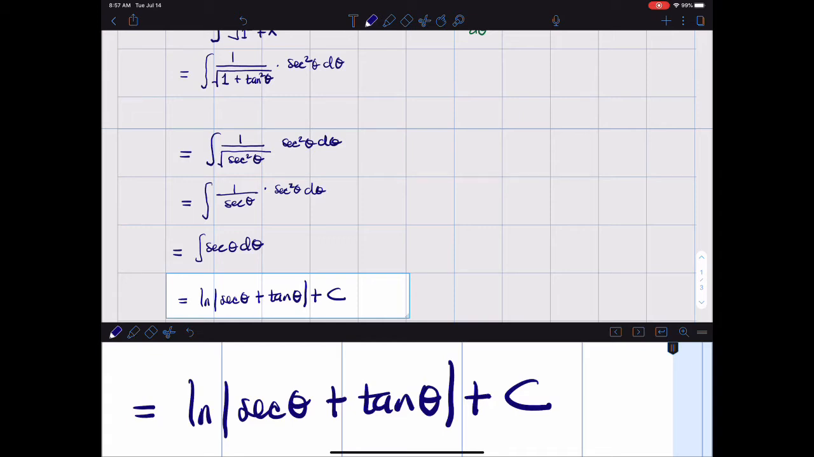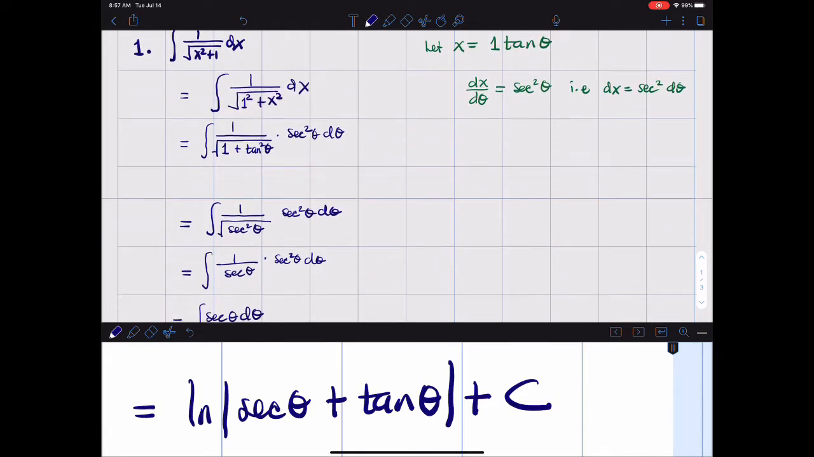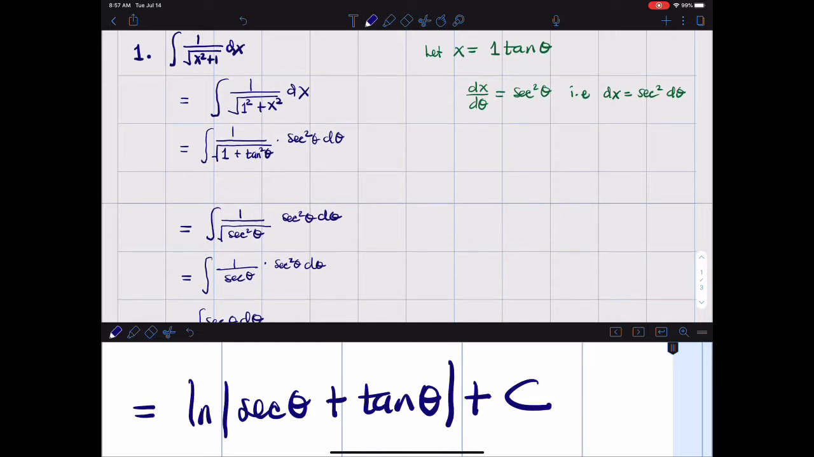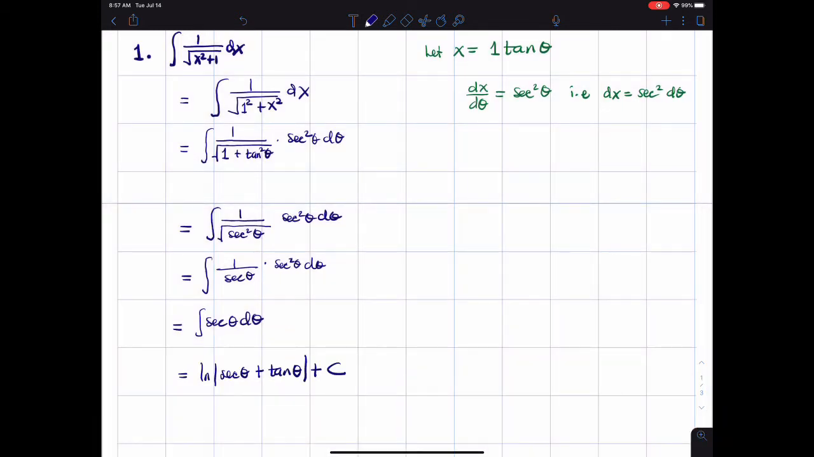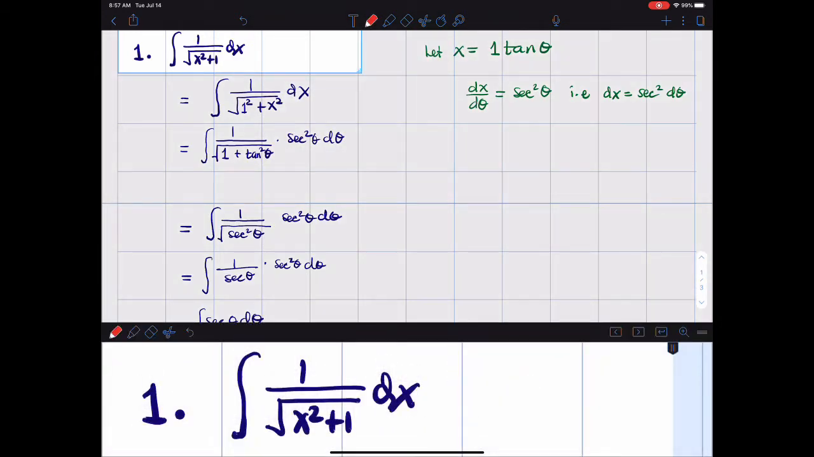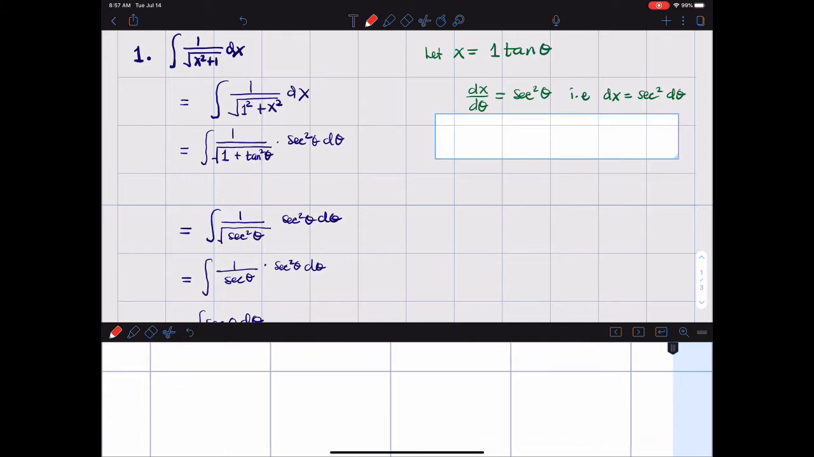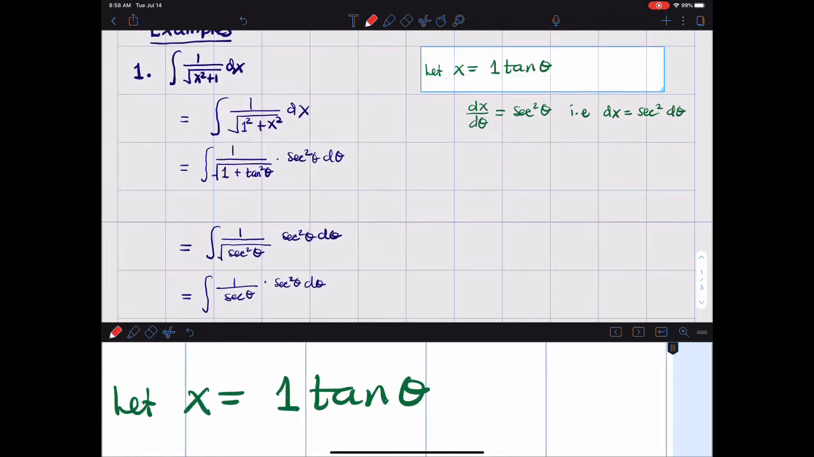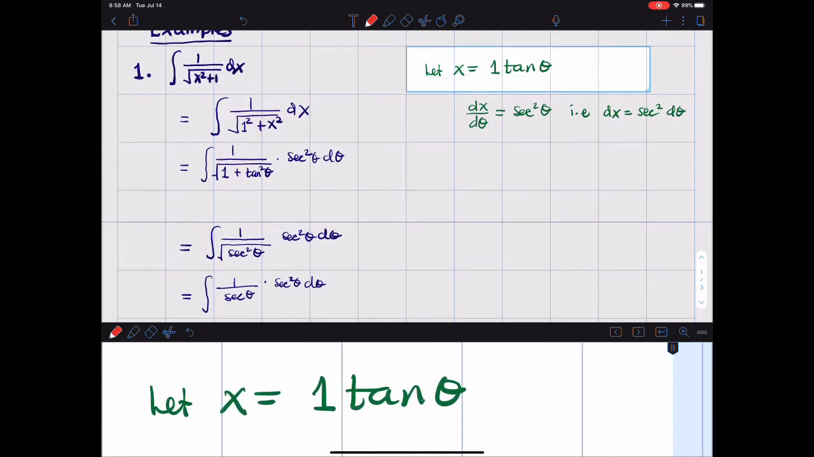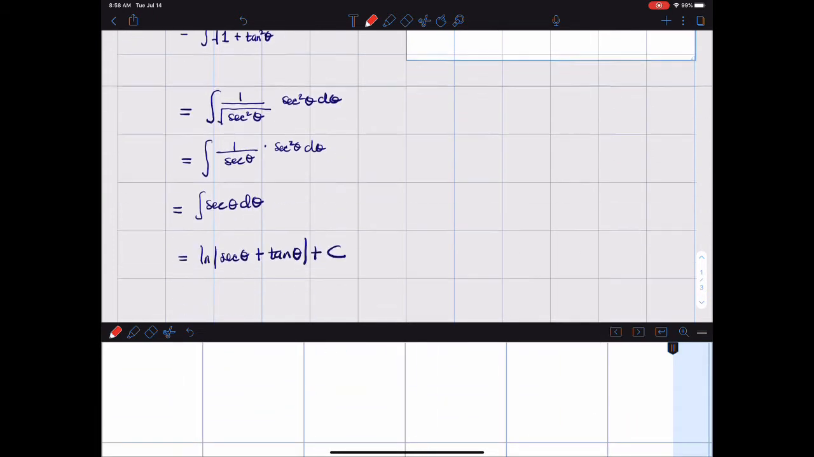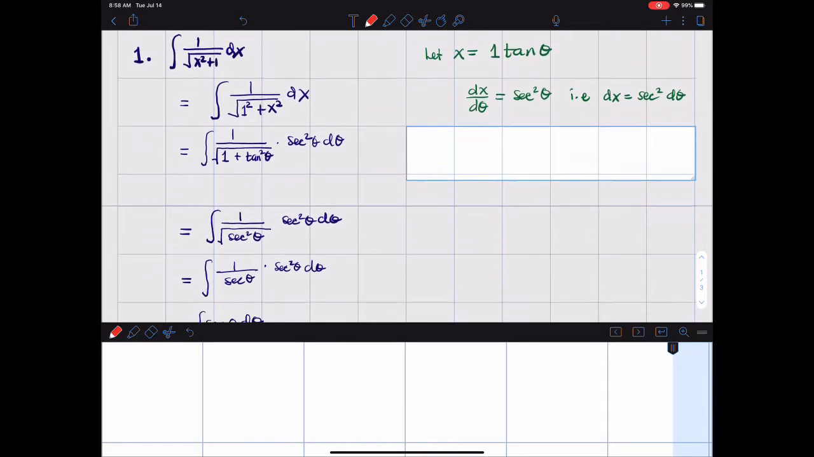But this doesn't look complete. This is not complete because our original problem was in terms of x. Now we have it in terms of theta. So we need to return to x. And how do we return to x? We have to go back to our initial substitution. We said let x be equal to 1 times tangent of theta, right here. So we can use that to figure out what secant of theta is and what tangent of theta is.